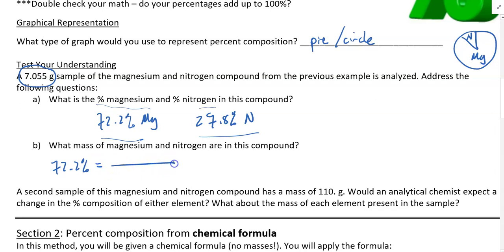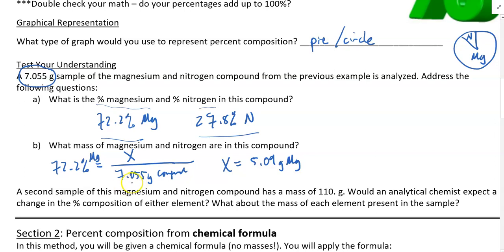That's going to equal some X amount of magnesium divided by, I can probably just say X there, right? Let me go back here, put the magnesium in there. So that's equal to X over the total amount, which is 7.055 grams of this compound, whatever it is. So then I can rearrange it and solve for X, where X is equal to 5.09 grams of magnesium.